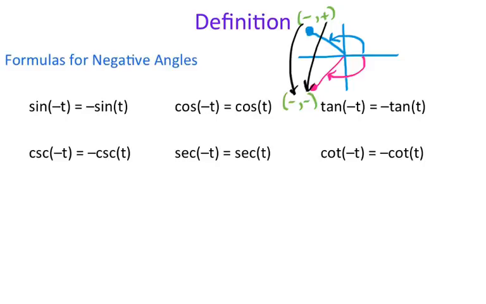And then tangent is y over x. So if I look at taking my y-coordinate divided by my x-coordinate of my original point, positive divided by a negative is negative. Negative divided by a negative is positive. So my new point ends up switching signs. And cosecant, secant, and cotangent are just reciprocals of the original 3 trig functions, so your formulas for negative angles would be the same.